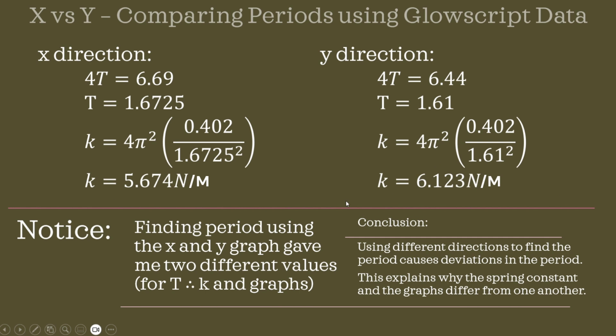And so you can obviously see that finding the period using an x and y graph gave me two different values for the period and therefore the spring constant. My conclusion was that using different directions to find the period causes deviations in the period itself. This explains why the spring constant and the graphs differ from one another. And thank you for listening.